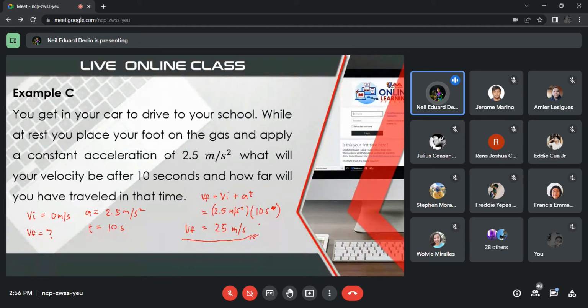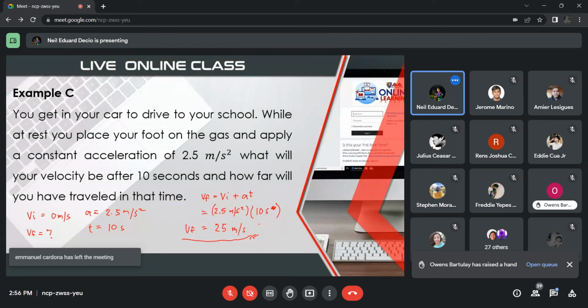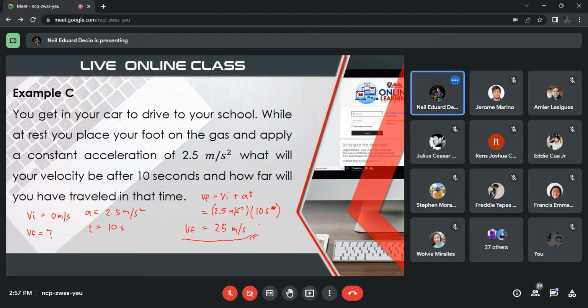Now, the question is, how far will you have traveled in that time? Sige daw, anyone from the class? Anyone from the class? Yes, Mr. Liala. 250 meters sir. Times ko lang yung 10 seconds, compare sa oras na nagbiyahe, tapos kung gaano kalakas, yung acceleration niya sir.